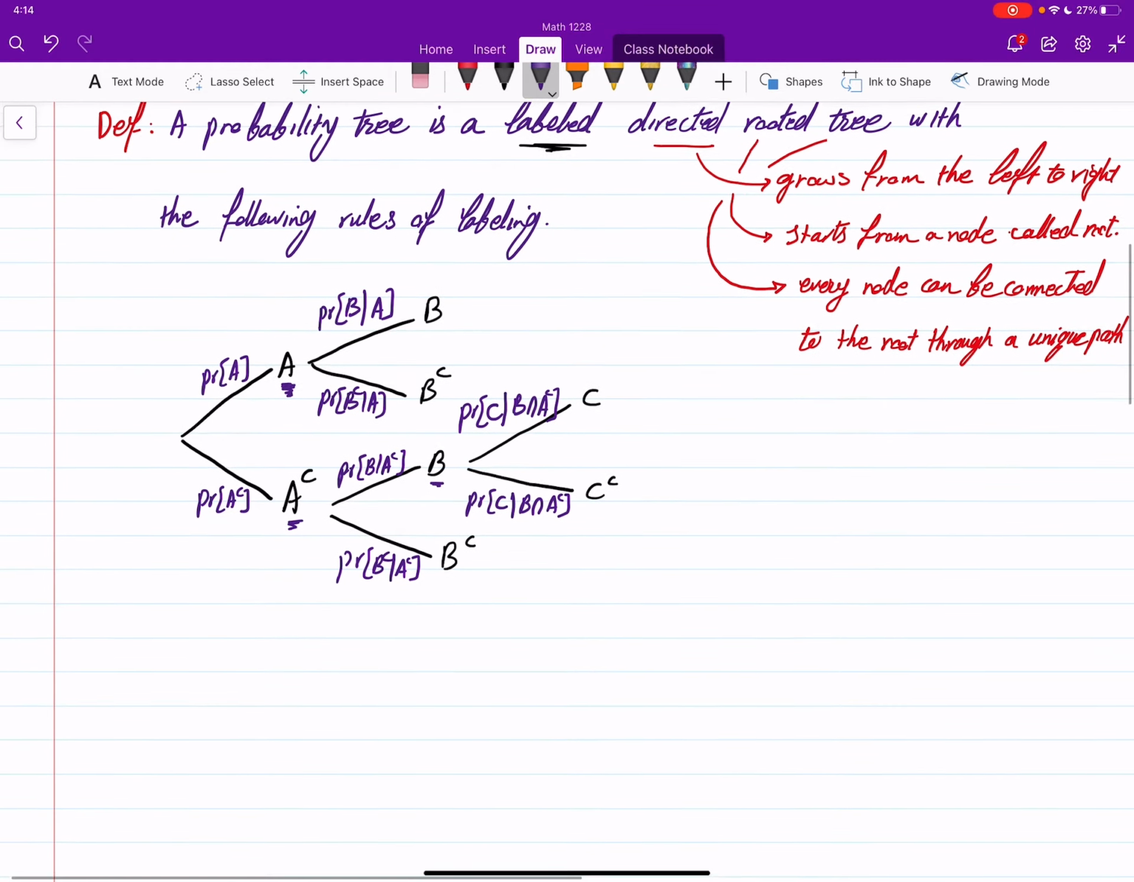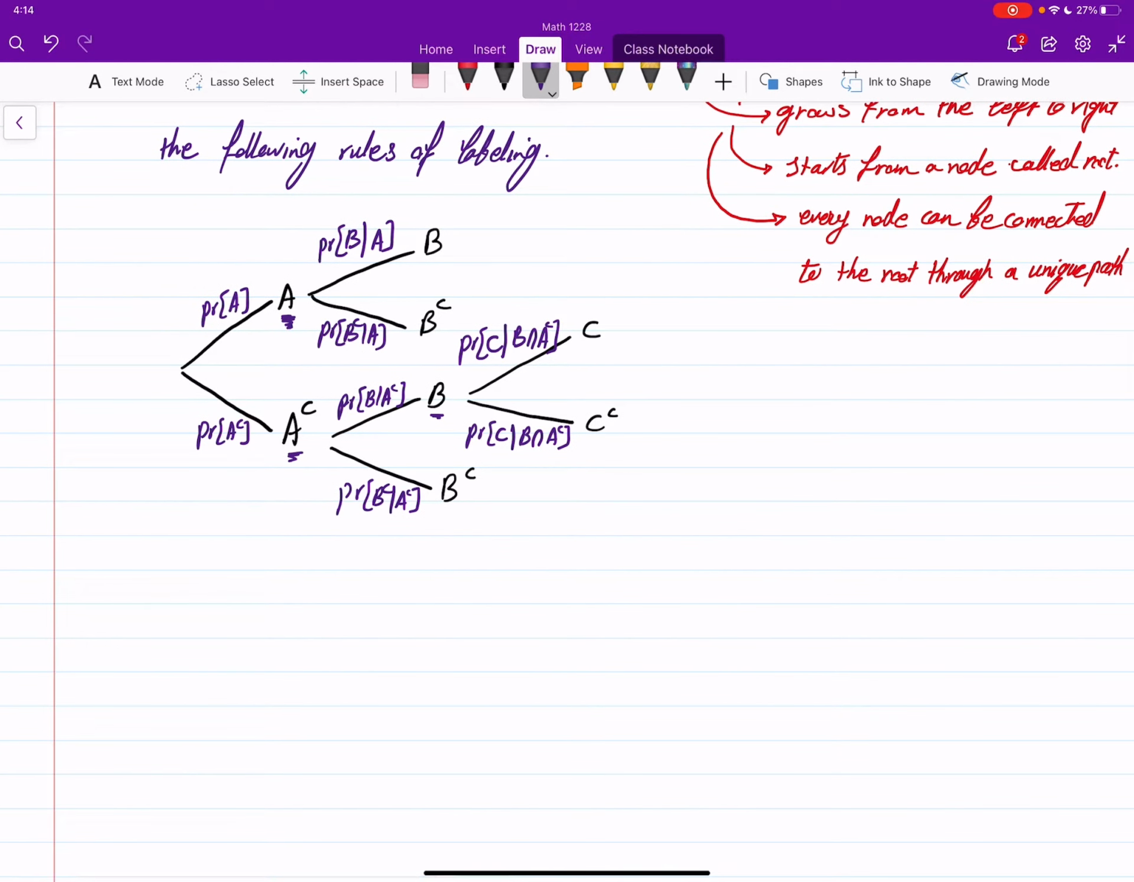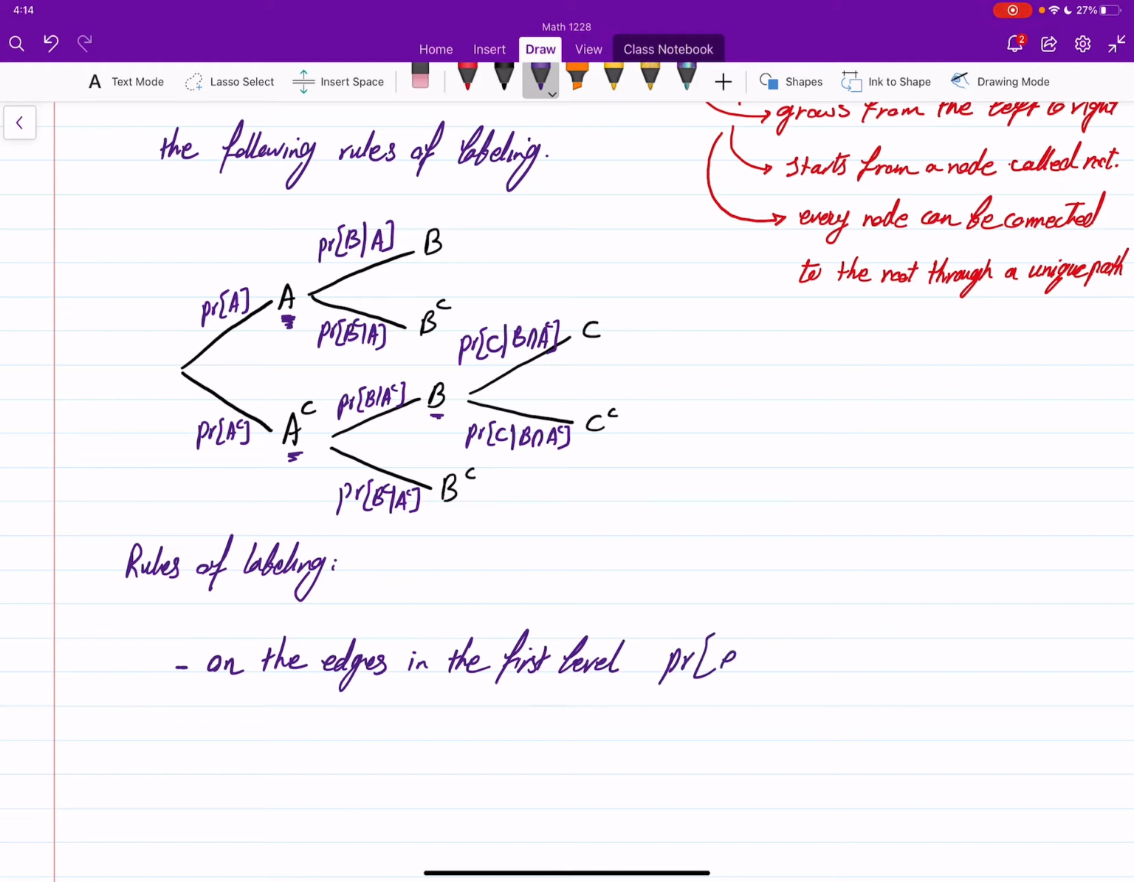Okay, so the rules of labeling on the edges. In the first level, we have the probability of the endpoint or end node.